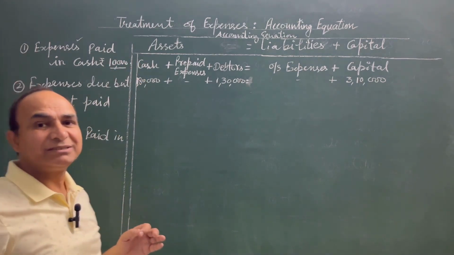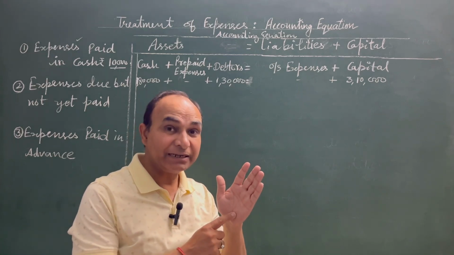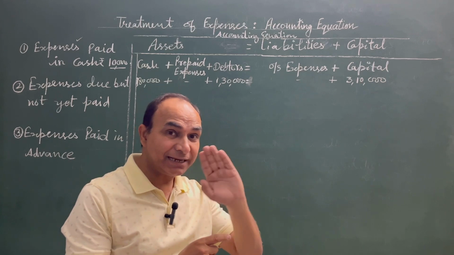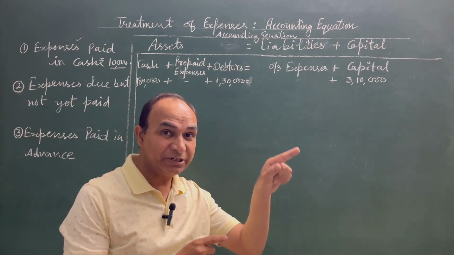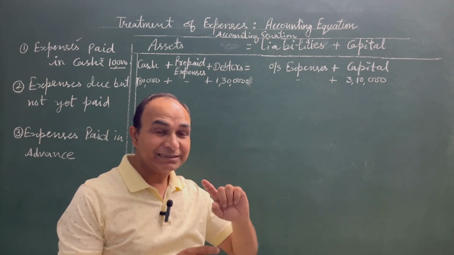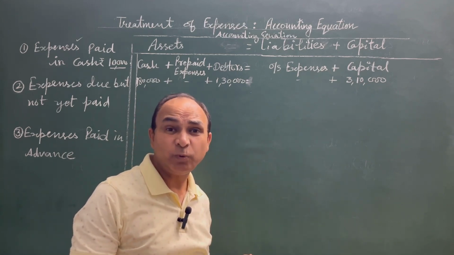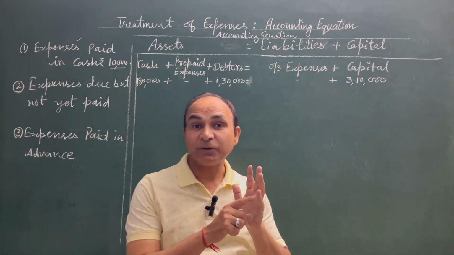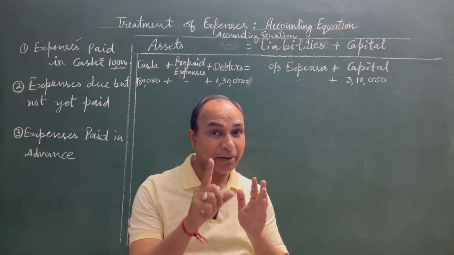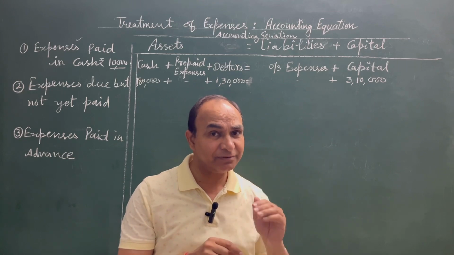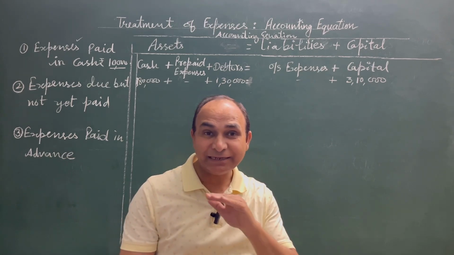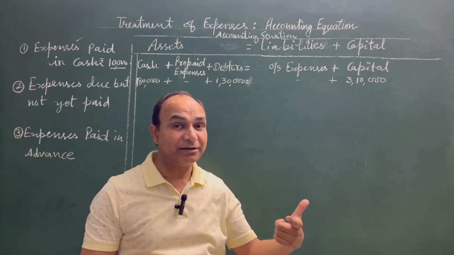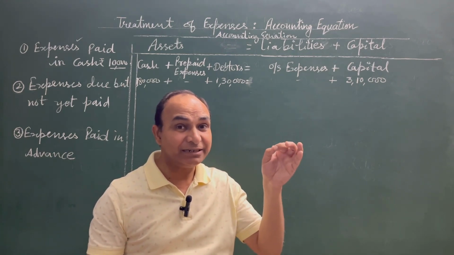First thing, remember always students, when expenses are paid in cash, the expense is affecting cash, which means the cash amount will reduce, and its second impact will be on what? Capital. Remember one thing, expenses and losses always affect capital directly. These are deducted from capital, and if there is any income or gain, that affects the capital positively, that is added to the capital.